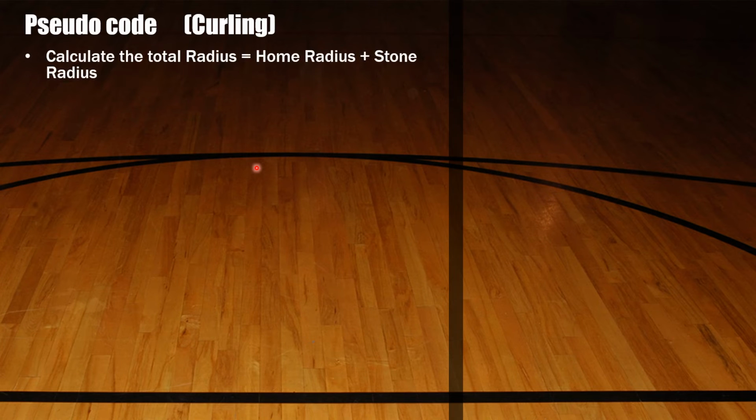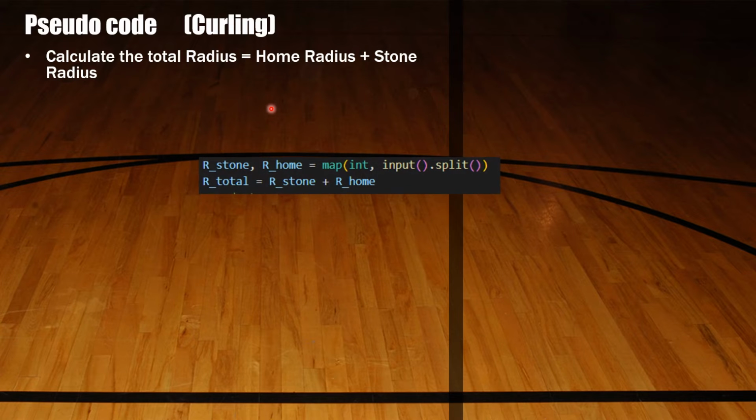Okay, so first we have to consider the total radius. When you want to check whether the stone is inside the circle, inside the home or not, you have to consider both the home's radius as well as the stone radius, because if the stone is touching the circle, then it means that it's inside the circle, right? We discussed that in the last video. That's why we are considering the total radius, to create that threshold, or the limit. And this is the syntax for that.